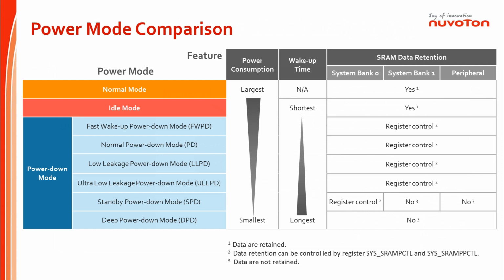M2351 provides different power consumption modes. The most power-saving mode takes more wake-up time and causes more data loss. Users can select the proper power mode to design their application, for both low power and high efficiency.